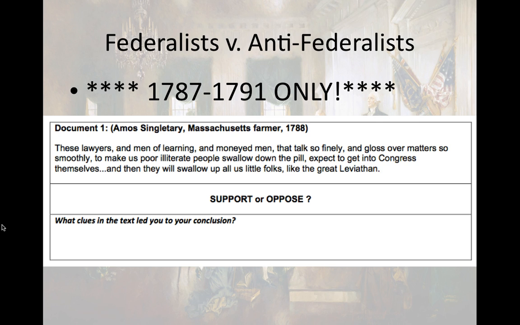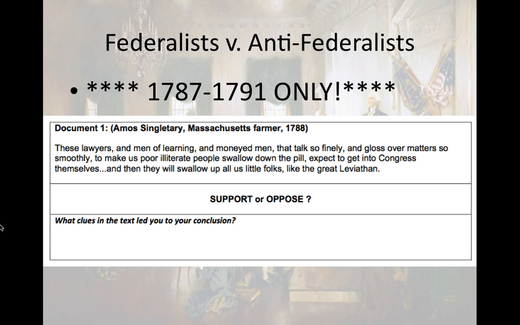Okay, hopefully everybody has gotten that document open now. And you'll see Document 1 by Amos Singletary. Amos is a great name if you're looking for potential child names. Anyways, so here's what you're going to do. You're going to read the document: "These lawyers and men of learning and moneyed men that so finely gloss over matters so smoothly, to make us poor, illiterate people swallow down the pill, expect to get into Congress themselves, and then they will swallow up all us little folks like the great Leviathan."